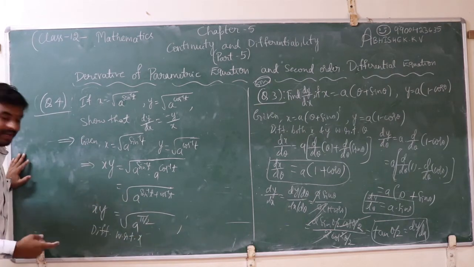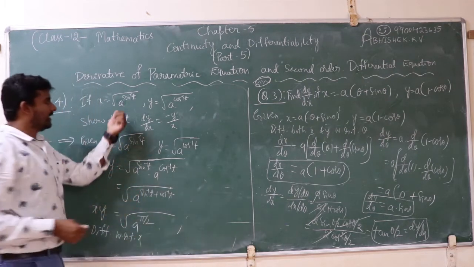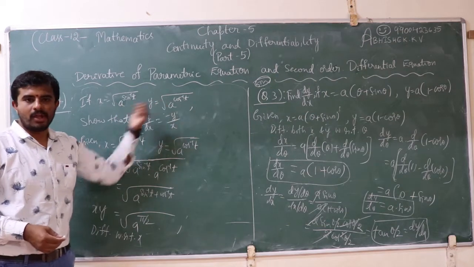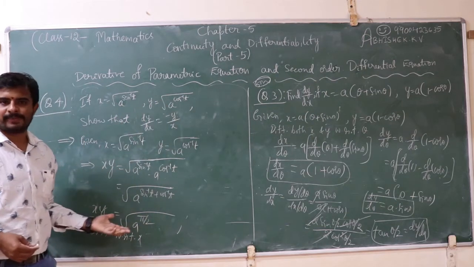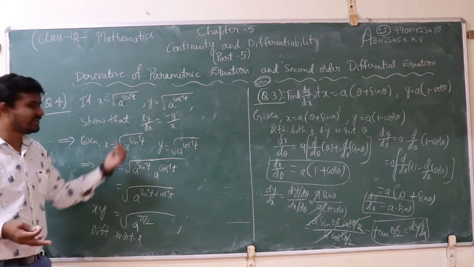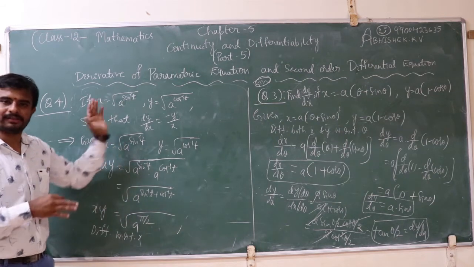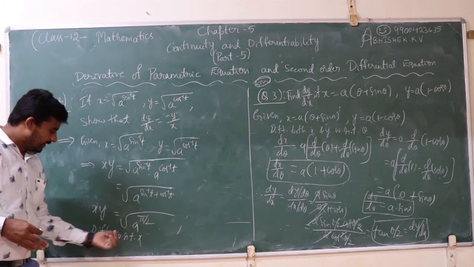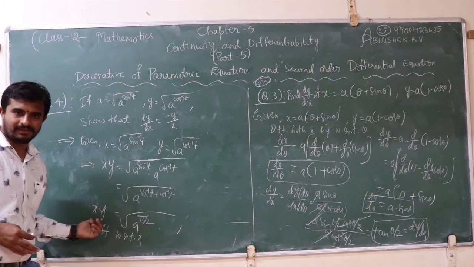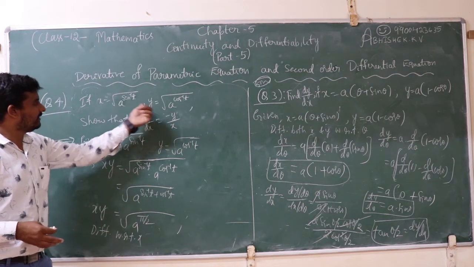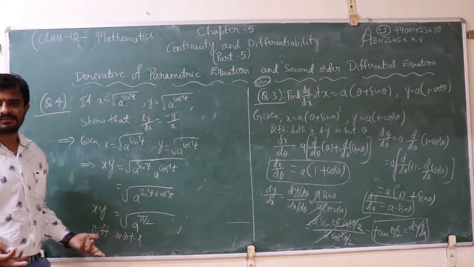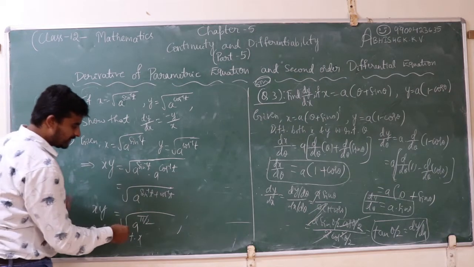Differentiate with respect to x. Why? See, here they have given the parameter t, so here we should differentiate with respect to t. That is one method. This is another method, and I am going to solve that method also. See, here we have x and y. We need to differentiate with respect to x. It is enough.